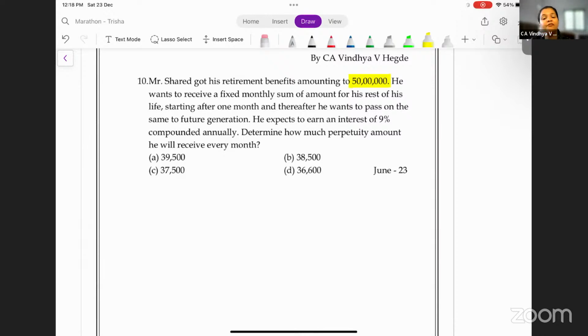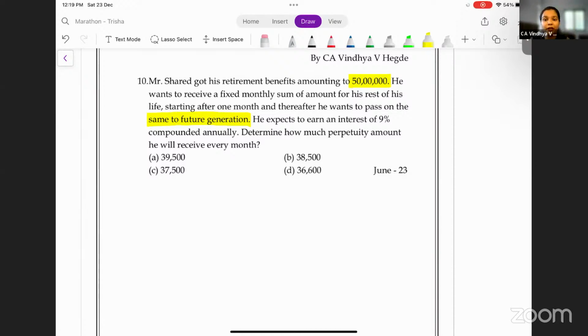He wants to receive a fixed monthly sum of amount for the rest of his life, starting from 1 month and thereafter. Starting after 1 month, that means at the end of the month. And thereafter, he wants to pass on the same to the future generation. Now, this is your understanding. From here, you need to clearly analyze and understand that pass on to the future generation, and when time is not given, it is present value annuity perpetuity.